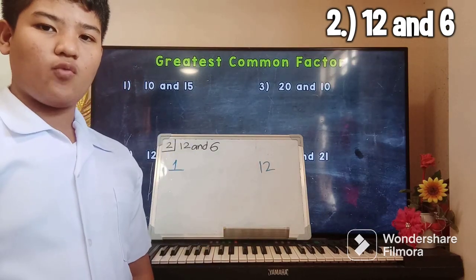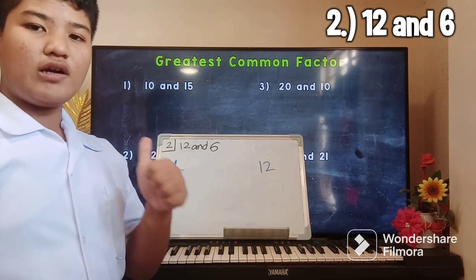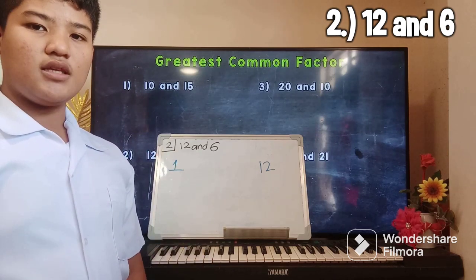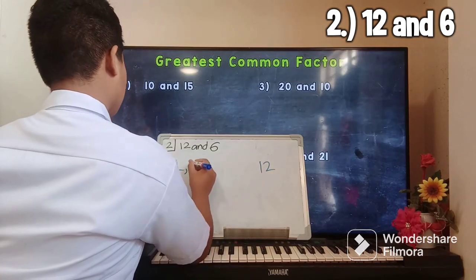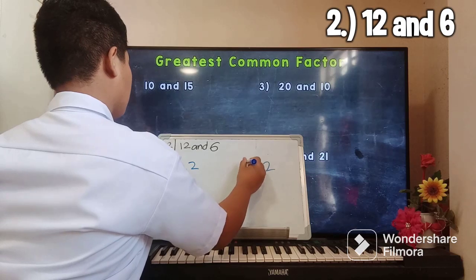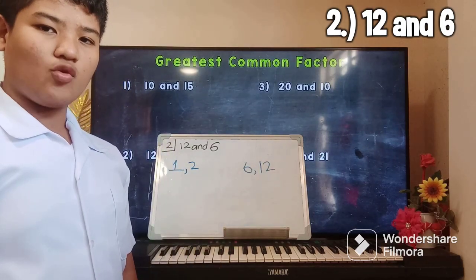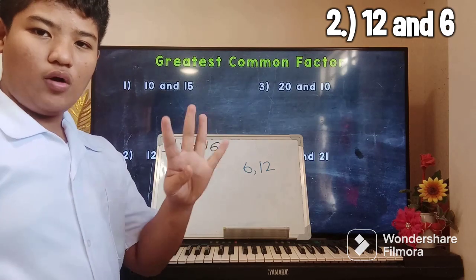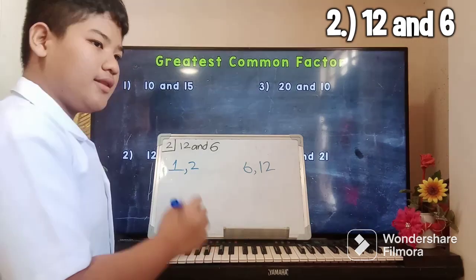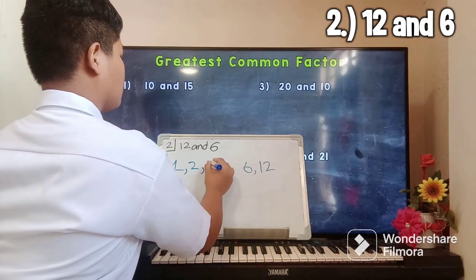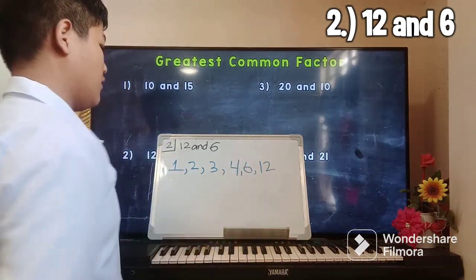What are the other numbers that we can multiply to get 12? If your answer is 2 and 6, you are correct because 2 times 6 is equal to 12. So we will write 2 and 6, comma, 2, 6, comma. And the other factors that we can multiply to get 12 are 3 and 4 because 3 times 4 is equal to 12. So we will write 3 and 4, comma, 3, comma, 4, comma.